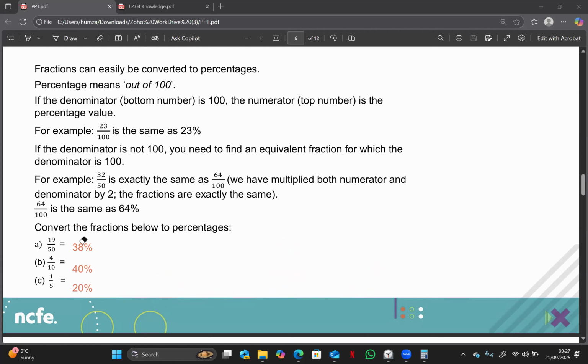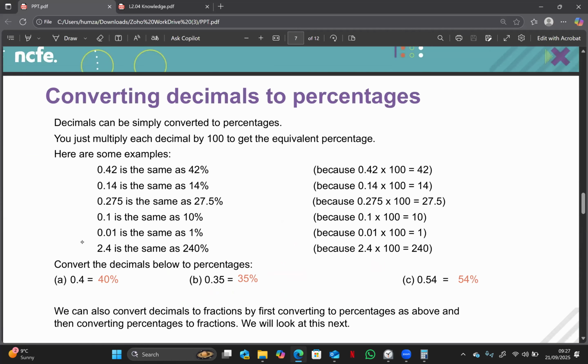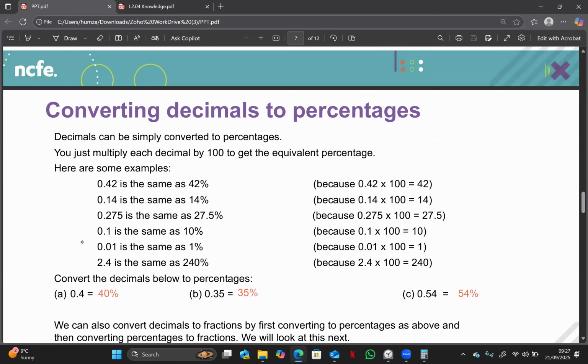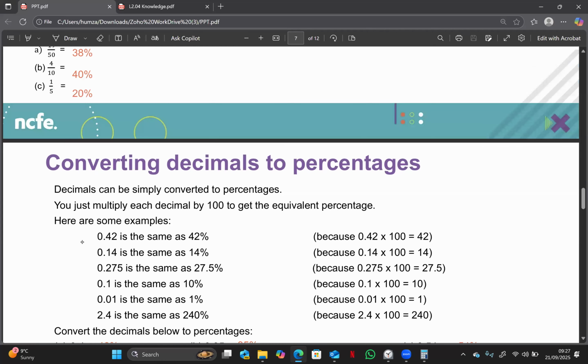So if we look at the answers, it is exactly what we said: 38%, 40%, and 20%. So converting decimals to percentages. Decimals can be simply converted to percentages. You just multiply each decimal by 100 to get the equivalent percentage. So let me.